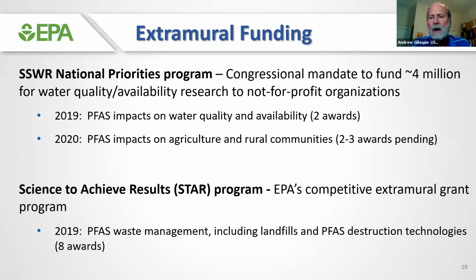Most of the research I've talked about is in-house research, but we do have a fair bit of extramural funding also at EPA. Two of the major areas where we provide funding is through our Safe and Sustainable Water Program. They have what they call a National Priorities Program. The last few years, they've gotten a budget mandate from Congress to spend about $4 million on water quality related work. And the last couple of years, that has been targeted on PFAS related water quality.